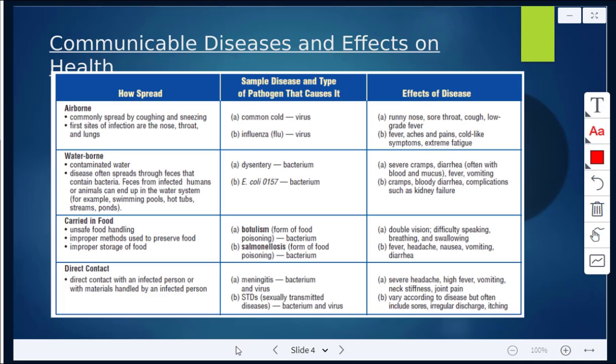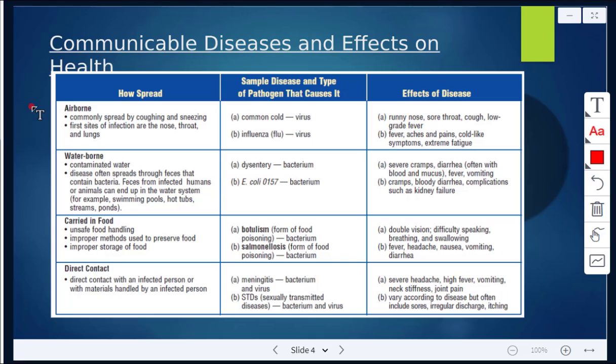All right, so let's just take a look at this chart. This is from the textbook. This is communicable diseases and effects on health. So let's take a look at how these are spread, sample diseases, and the type of pathogen that causes it, and the effects of the disease.